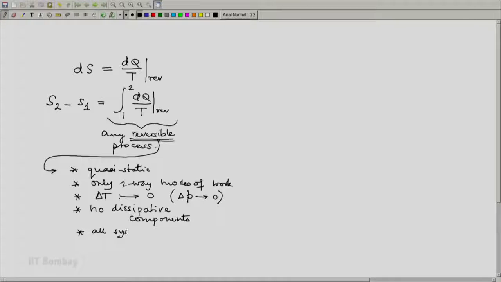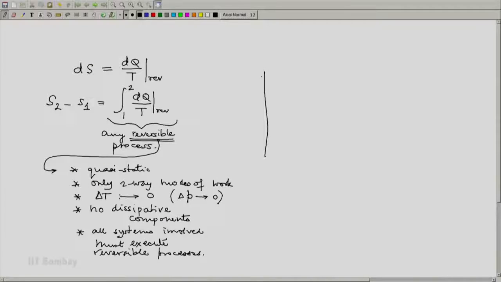And not only our system, but all systems involved must execute reversible processes. If we do this, then we will be able to implement a reversible process and then integrate dq by T over such a process and we get S2 minus S1.